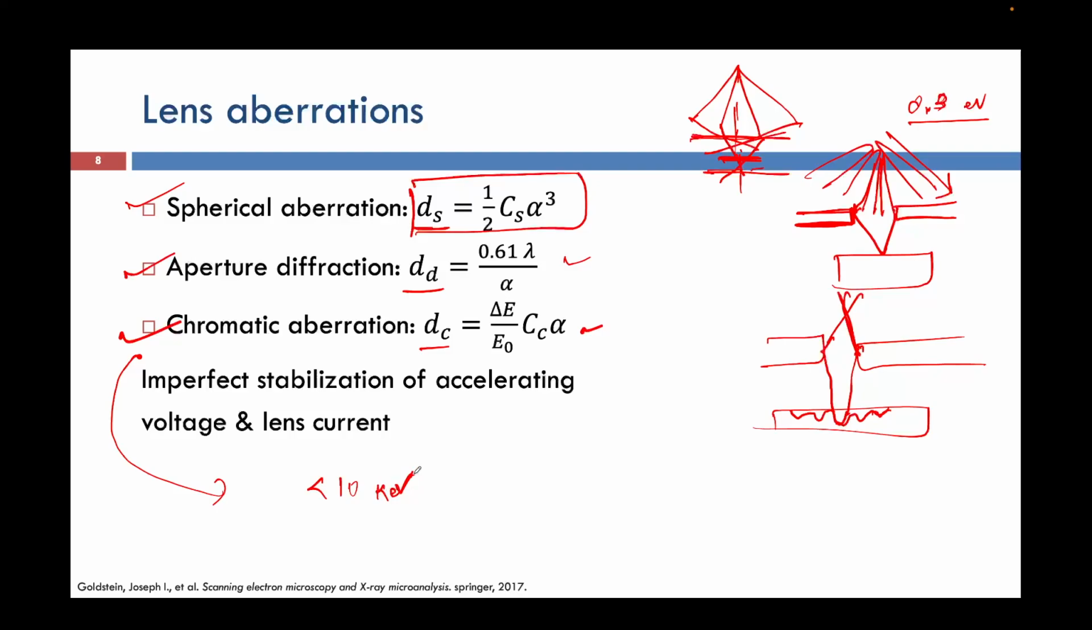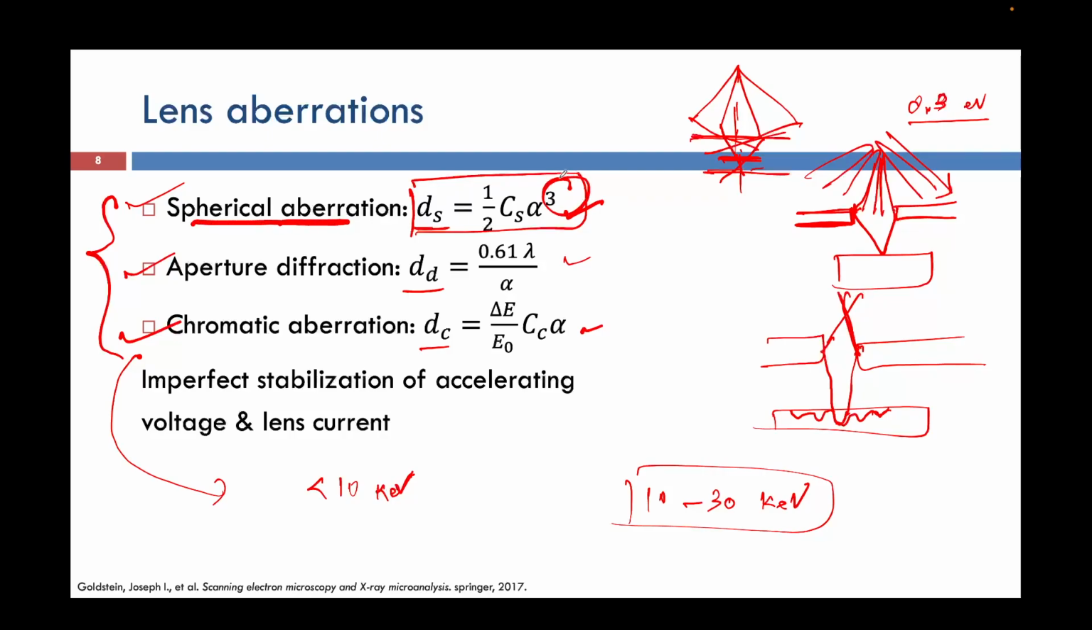So this chromatic aberration is dominant in this region, but conventionally, 10 to 30 kilo electron volt is the operation range of SEM, if I am talking about a conventional SEM. So in that case, these three aberrations will impact the diameter of the final probe. One thing to note is that if I am increasing alpha, my spherical aberration is increasing in the order of 3, right? However, if I am increasing alpha, my aperture diffraction is getting reduced.